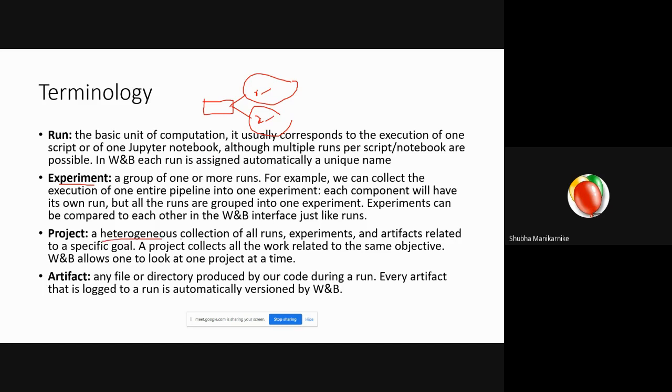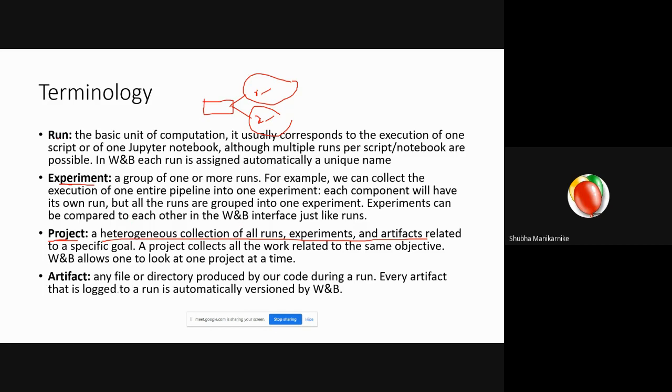And a project is a heterogeneous collection of all runs, experiments, and artifacts related to a specific goal. So if I'm building a computer vision project, I can have that as a project. And simultaneously, if I'm also working on some NLP stuff, I can define that as the second project. So my computer vision project will probably have a lot of experiments. I'm trying different architectures, different CNN architectures, and different runs. And my NLP project is a different project, and it can have its own set of experiments and runs.